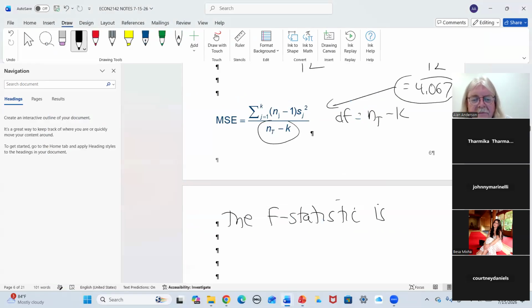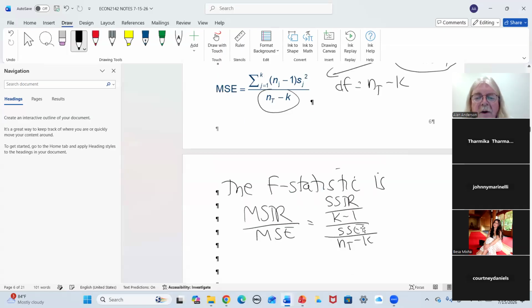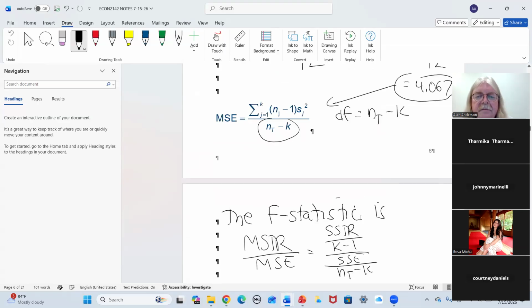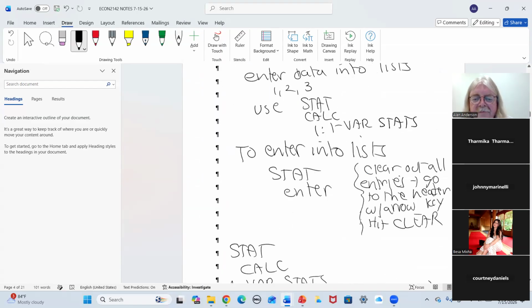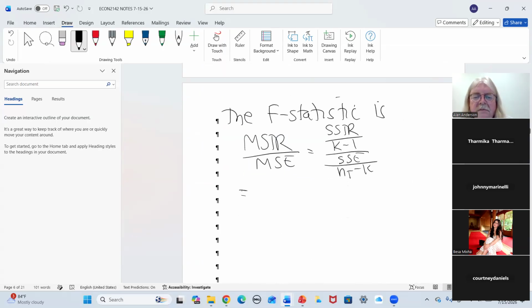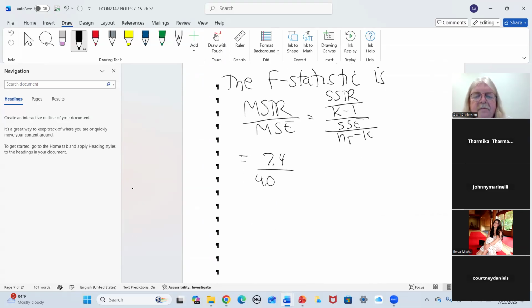So the F statistic, and we have those two numbers, but I just want to point out that these are the same thing as SSTR over K minus 1, SSE over NT minus K. But we already have them, so we can fill them out as 7.4 over 4.067. And what is that equal to? It's about 1.82, let's say.